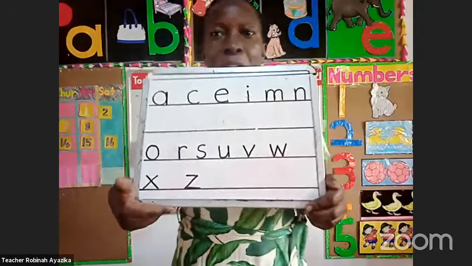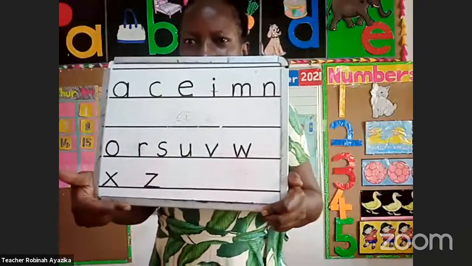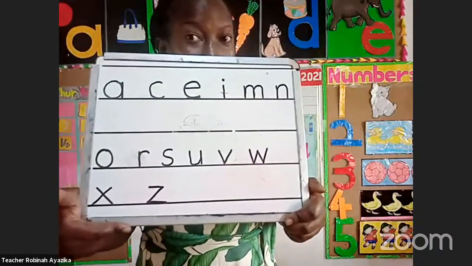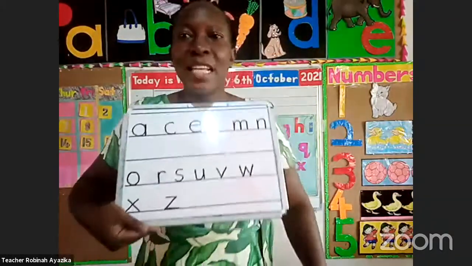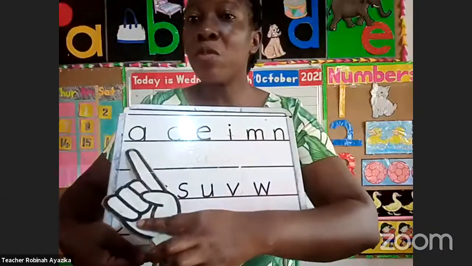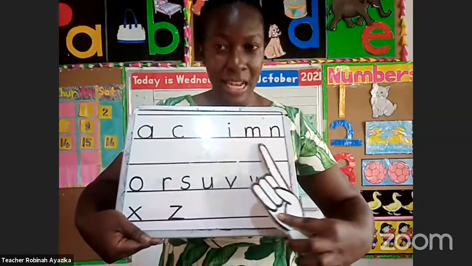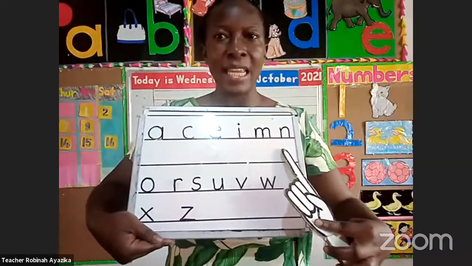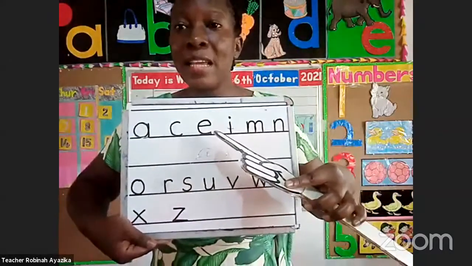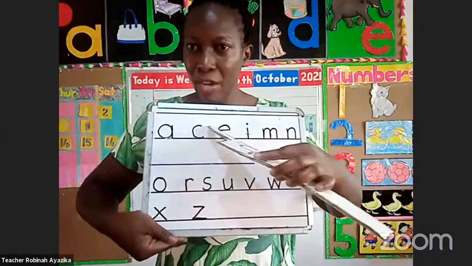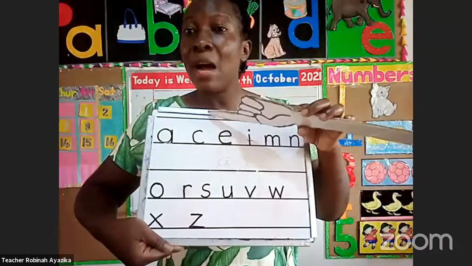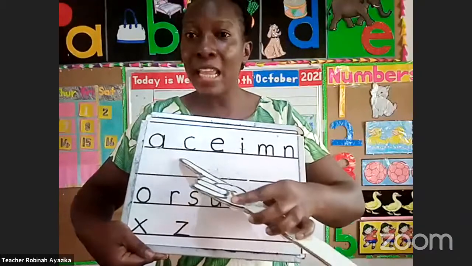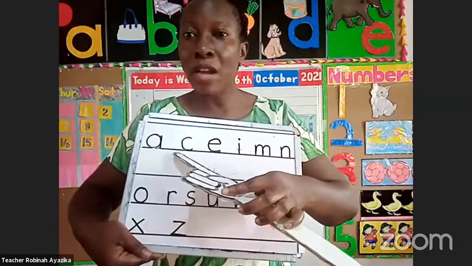Now, when you look at these letters, are you seeing them? The brass letters have to sit on the line when you're writing them in small letters. When you're writing them, you start from the middle. They don't touch this line up here. They start from the middle and sit on this line, which I'm calling the brass line.